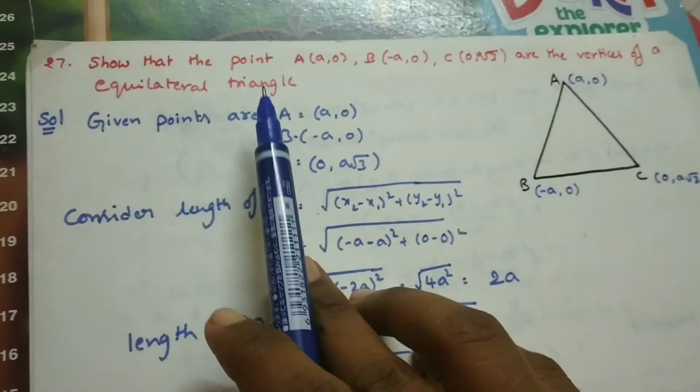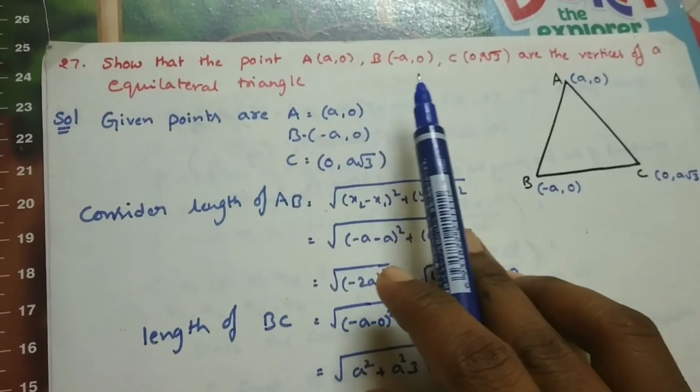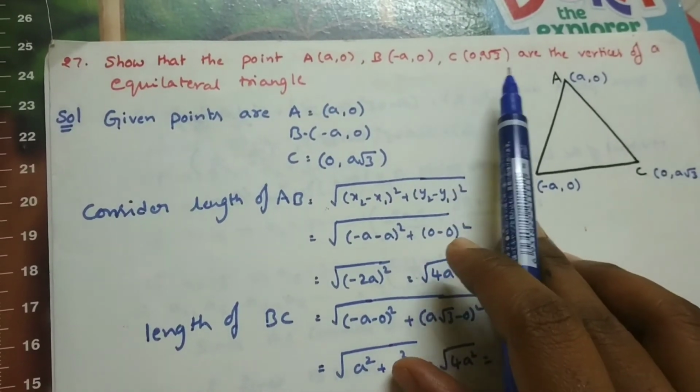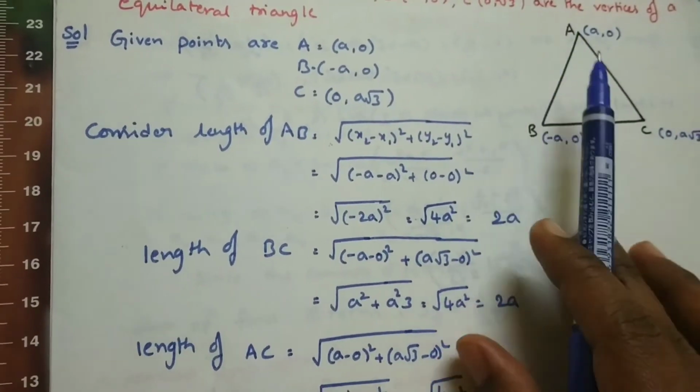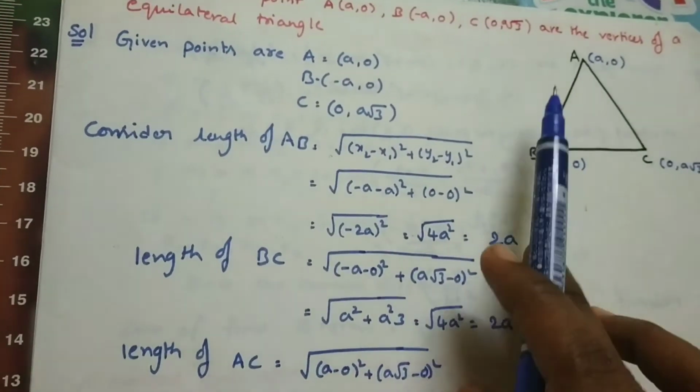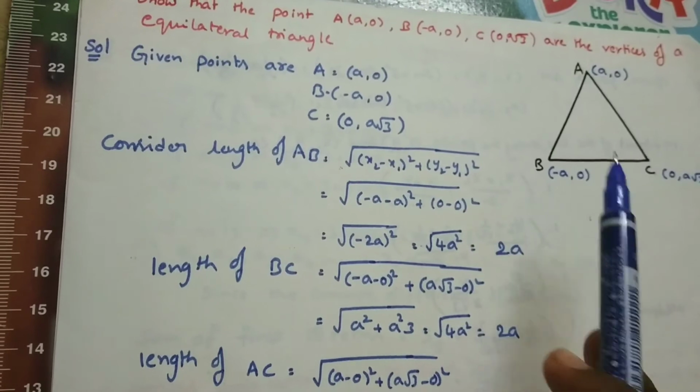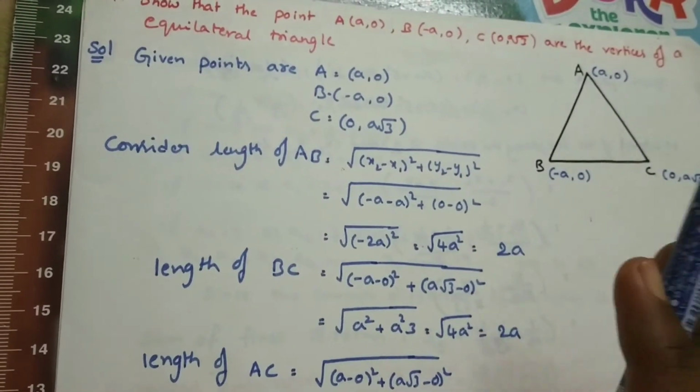27th question. Show that the points (a, 0), (minus a, 0), (0, a root 3) are the vertices of an equilateral triangle. Draw the rough diagram like this. Now consider the lengths AB, BC and AC. If all the lengths are equal, then it is an equilateral triangle.